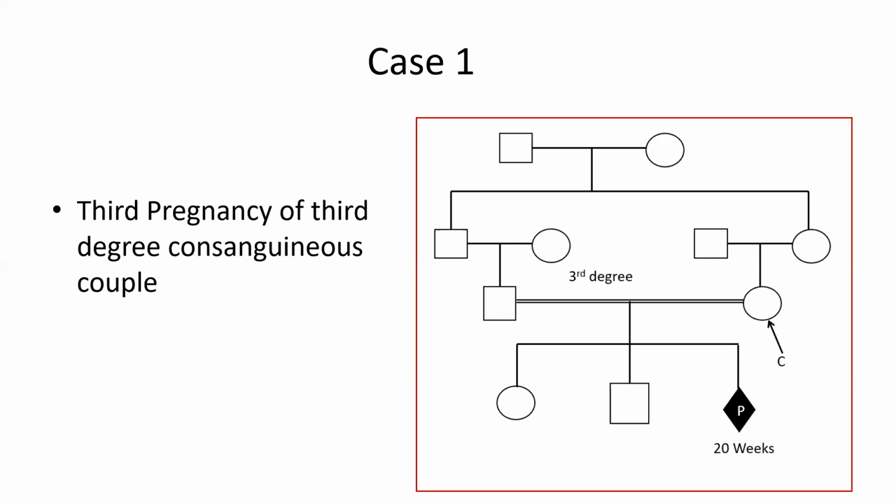So coming to the case discussions, this is the first family. Here the couple is third degree consanguineously married, and this was the third pregnancy. From the first pregnancy, they had a healthy girl child. From the second pregnancy, a healthy boy, and from the third pregnancy, they were referred to us with abnormal ultrasound findings at 20 weeks of gestation.